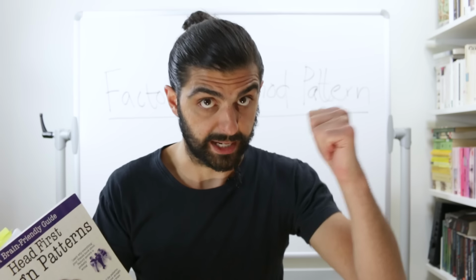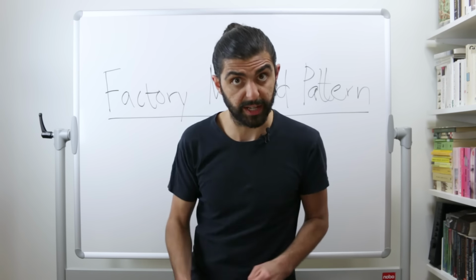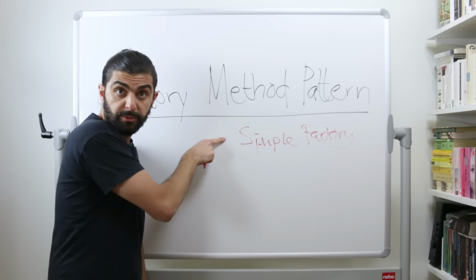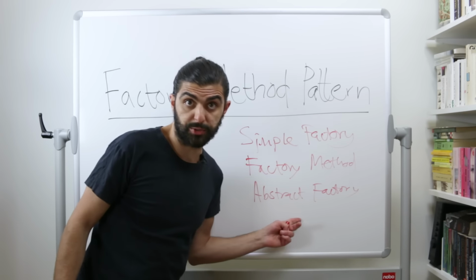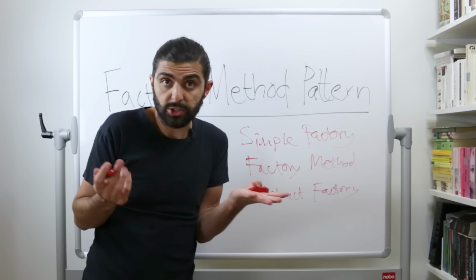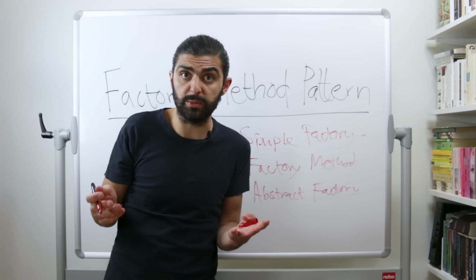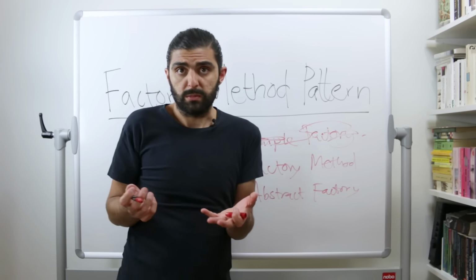But now, factory pattern. So, the Head First book talks about 3 versions of the factory pattern. 1, the simple factory. 2, factory method. And 3, abstract factory. Now, in the book, they're saying that simple factory isn't actually a design pattern. And I completely agree with this. And for that reason, we're not actually going to talk about it because it's not a pattern.